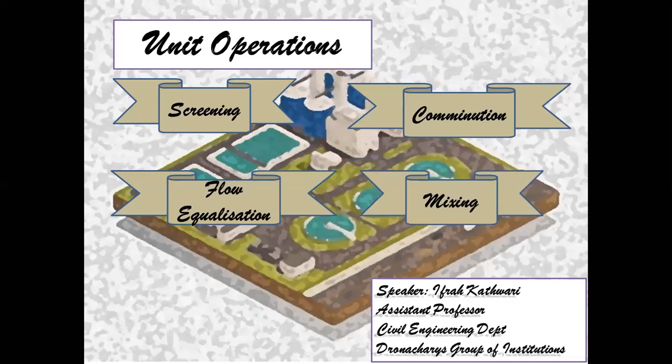The next one is mixing. Mixing involves the addition of chemicals and gases and then mixing them with the wastewater. This is done in the case of coagulation and flocculation in order to enhance the size of the very fine particles and then remove them. So here also we involve a physical process wherein we mix these chemicals or gases with the water.